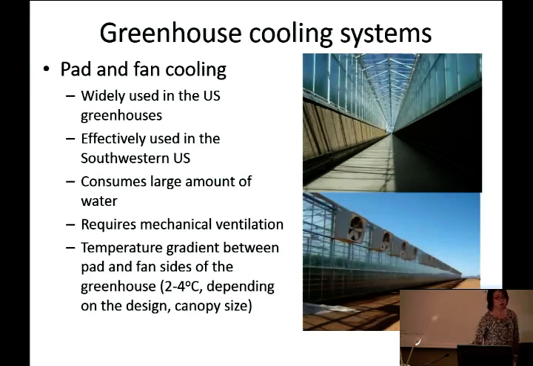All right, greenhouse cooling systems. This is the most widely used greenhouse cooling system, pad and fan cooling, exactly the one we have in all these greenhouses. So wet pad on one side, mechanical fan on the other side, pulling air through the wet pad. Therefore, the latent heat removes the heat from the air, creating cold and moist air there. And then that latent heat is going to be taken away by mechanical ventilation.